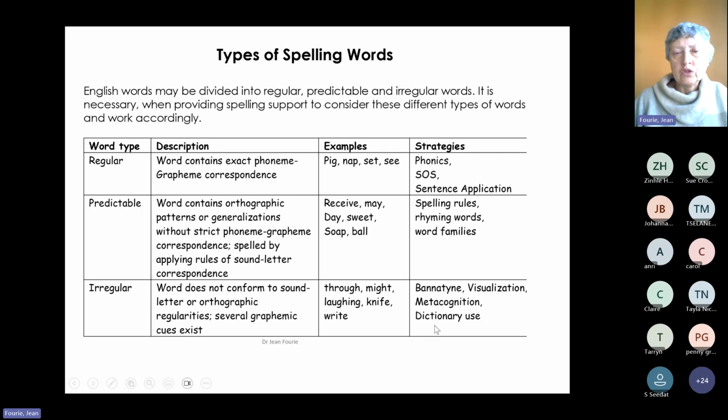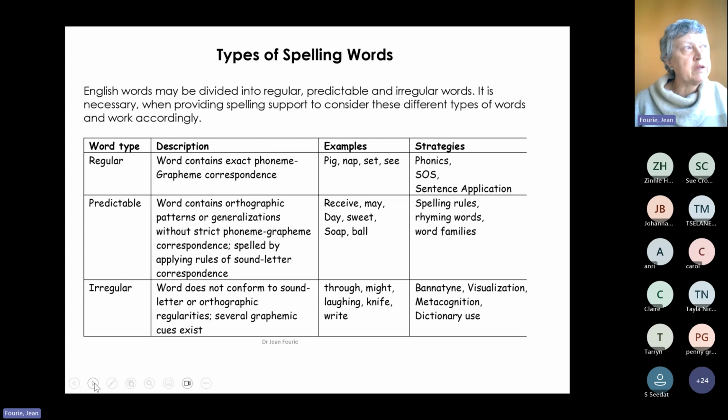And we can also do metacognitive strategies. Meta means over and above. So it's your awareness of your own ability to spell. And we can teach children to become more aware of whether the word is spelled correctly or not. And then we do a lot of using of a dictionary when we're trying to teach these particular words over here.